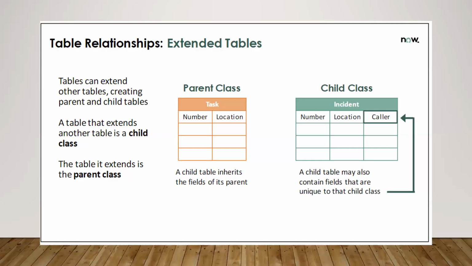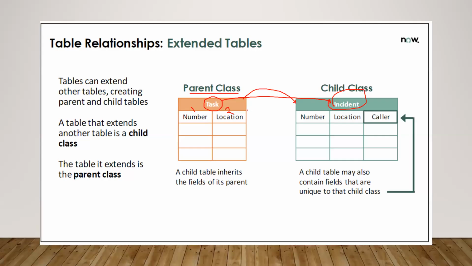Okay. So a table that extends another table is called a child table or child class. A table that is extended is a parent class. If you notice here, I will take a simple example, but very effective. This is a parent class. So the parent class has how many fields? One is number, two is location. Now we extended this class to this one. This is actually the task table, and now we have extended it to become the incident table.